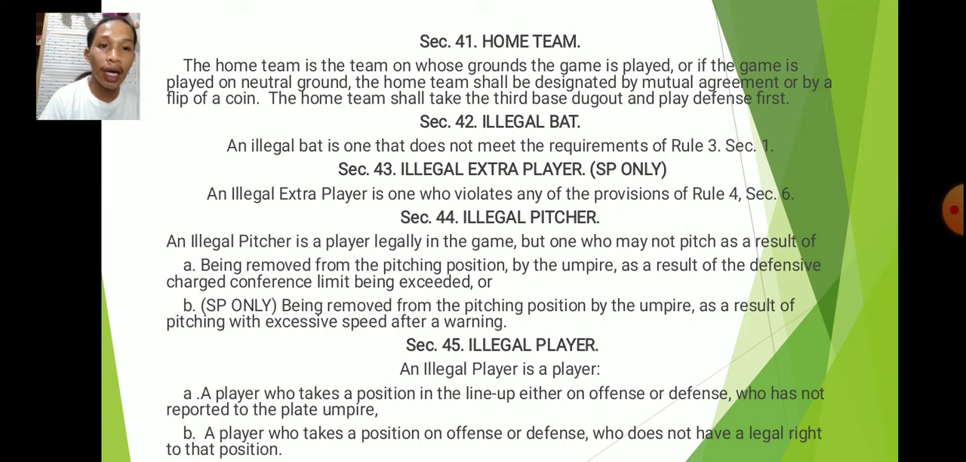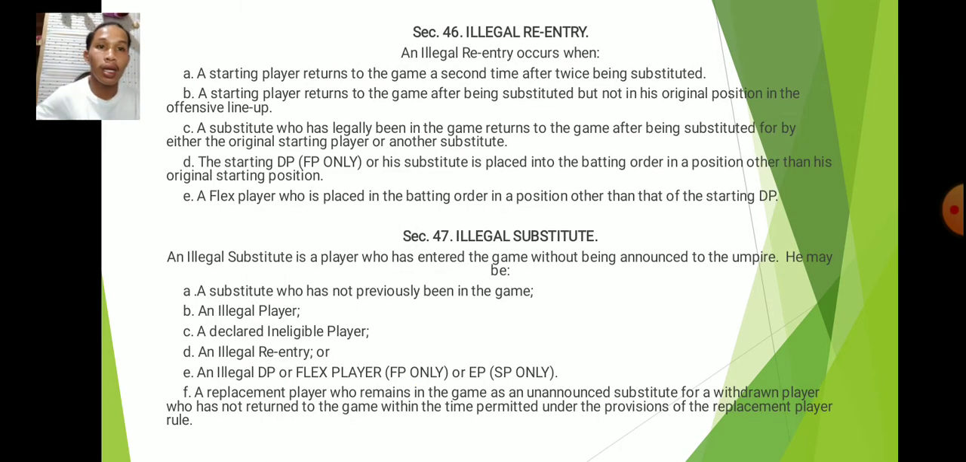Illegal player. An illegal player is a player who takes a position in the lineup, either on offense or defense, who was not reported to the plate umpire, or a player who takes a position on offense or defense who does not have a legal right to the position.